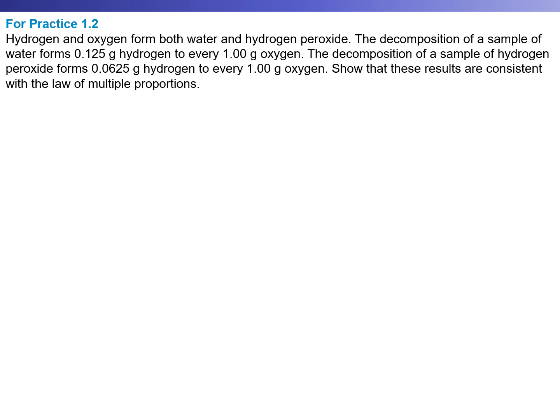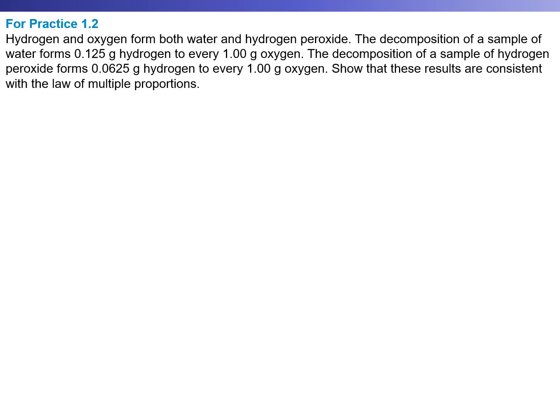So if we look at what our problem says, we have decomposed a sample of water and we end up getting 0.125 grams of hydrogen for every 1 gram of oxygen. And if we decompose hydrogen peroxide, we're going to get 0.0625 grams of hydrogen for every 1 gram of oxygen. Now you'll notice that in both of these situations, we're comparing a variable amount of one element to 1 gram of the other element. So we're comparing variable amounts of hydrogen to always 1 gram of oxygen, and that's an important feature when utilizing the law of multiple proportions. One of the two elements always has to be equal to 1 gram.